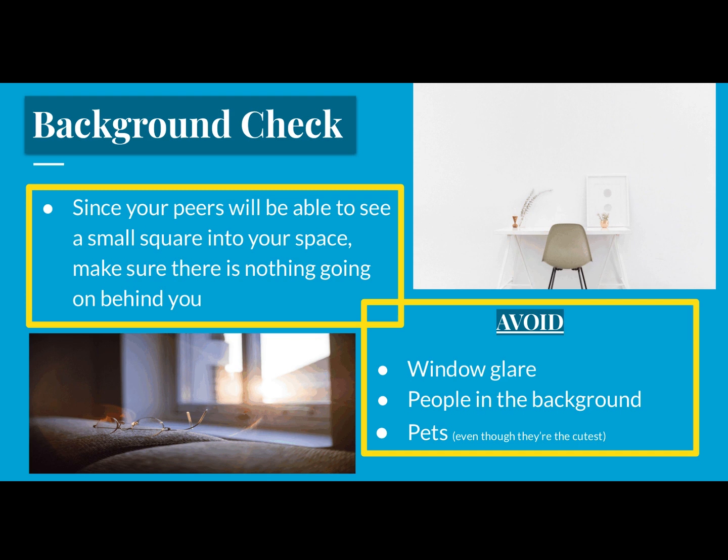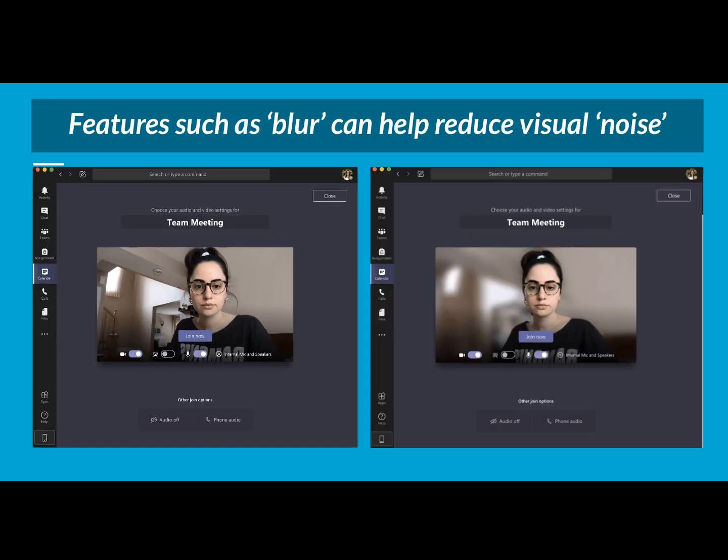A way to help with this, here are two photos of me, where you can use features in Teams as well as, I believe, Zoom, that give you this blur feature, or you can change the background completely and help reduce that visual noise. So if you do have a lot going on in your home, whether it's a lot of clutter or you're not comfortable with showing your house, or there are a lot of people in the background, you can switch that out.